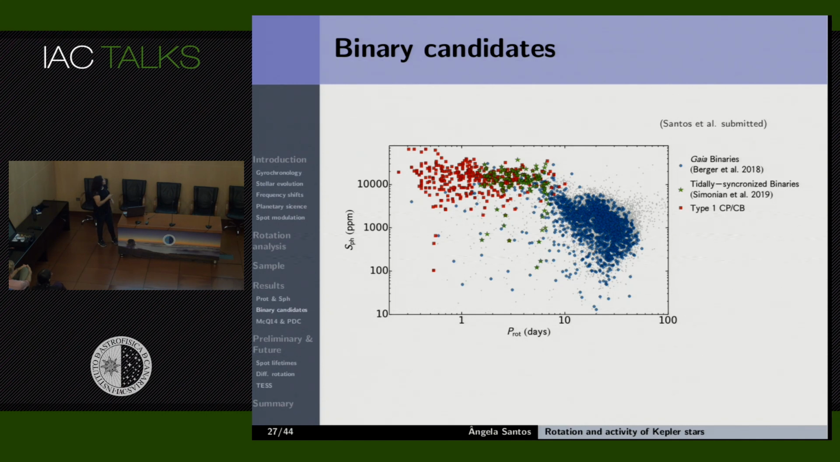In gray it's all the stars in the previous plot, and in the other colors we have the binary candidates. The Gaia binary candidates are all over the parameter space, while the tidally synchronized binaries correspond to fast rotators with large values of SPH. And the targets that we flag as type 1 classical pulsator or close-in binary candidates also occupy the same parameter space as the tidally synchronized binaries.